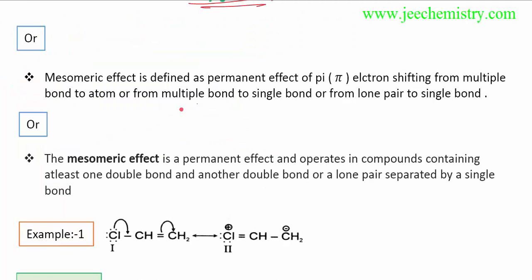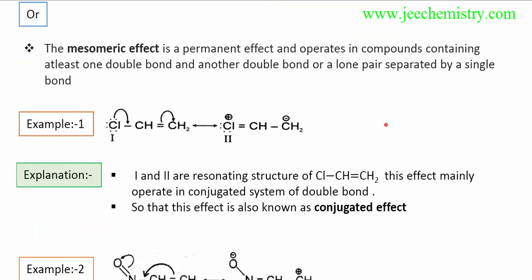Mesomeric effect is defined as a permanent effect of pi electrons shifting from a multiple bond to an atom, or from a multiple bond to a single bond, or from a lone pair to a single bond. The mesomeric effect is a permanent effect and operates in compounds containing at least one double bond and another double bond, or a lone pair, separated by single bonds.